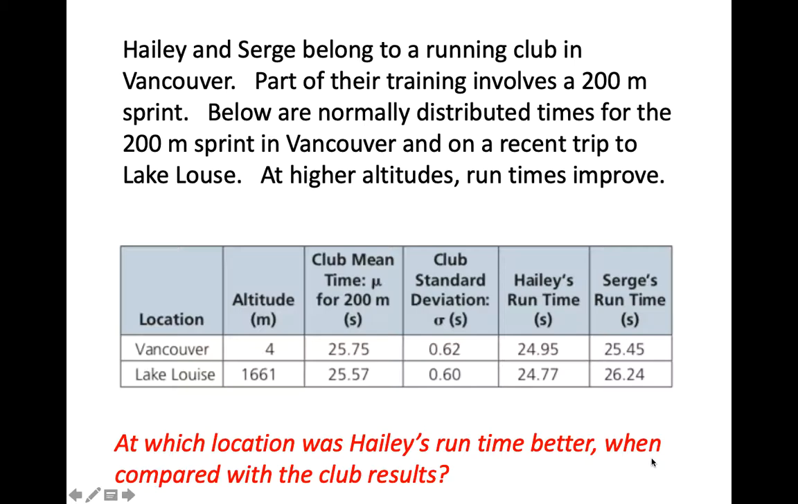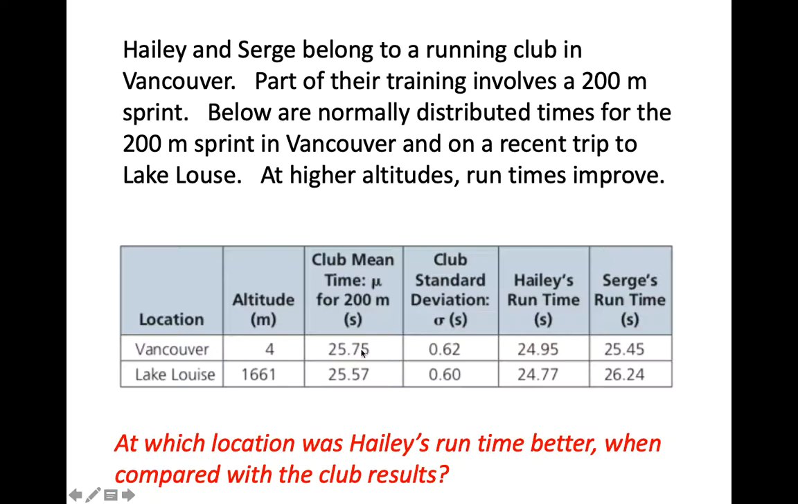The following is a situation where we have some data about a running club in Vancouver, and in particular about two individuals, one named Haley and one named Serge. Now, this running club is training in two different locations, one in Vancouver, which of course is at sea level, and the second spot is at Lake Louise, which is well above sea level. And it's known actually that we do run faster at higher altitudes. But the question is, numerically speaking, how do we actually know that by looking at this data?